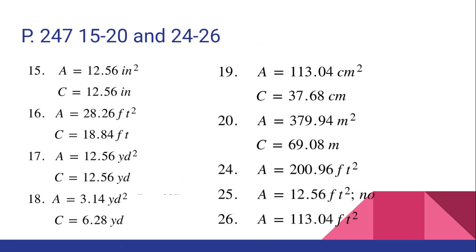On 20, you were given the radius. So for the area, we're going to do our pi times radius squared. So you needed to do 11 times 11 and then multiply that by 3.14 and you got 379.94 meters squared. Then for the circumference, we're doing 2 times pi times the radius. So 2 times 11 is 22. Times 3.14 is 69.08 meters.